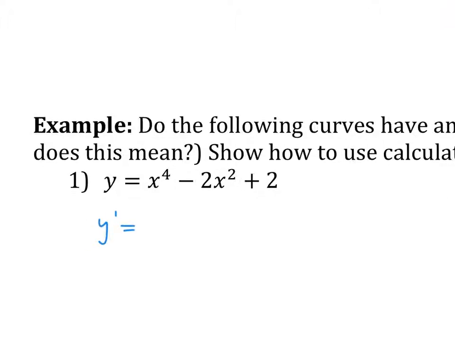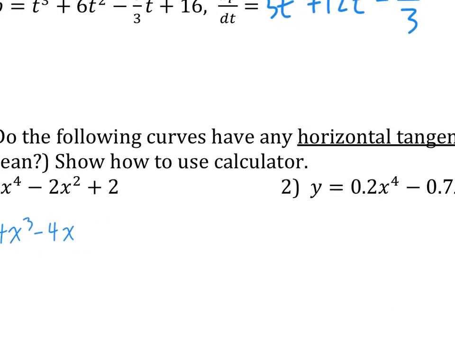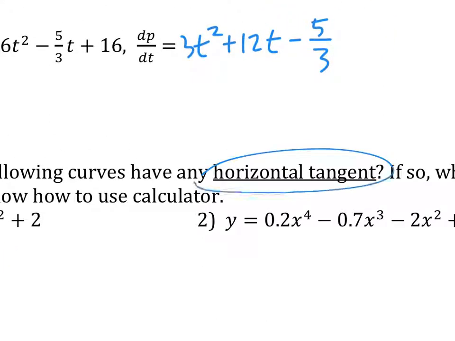Go ahead and find the derivative of this one. All right. So the derivative, someone raise their hand if yes. Is it 4x cubed minus 4x? Yes. Okay, so again, just review before we solve this. Horizontal tangent means when the derivative is 0. This comes up tons. You've got to remember this. Horizontal tangent is what they're always going to ask. That's when the derivative is 0.